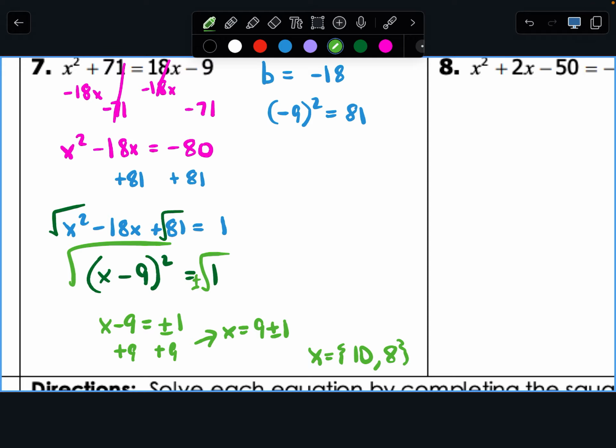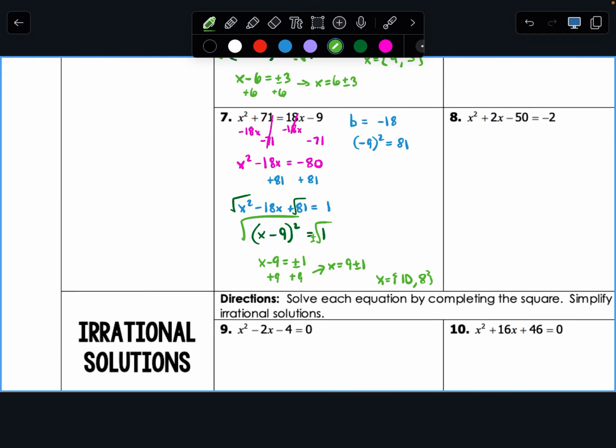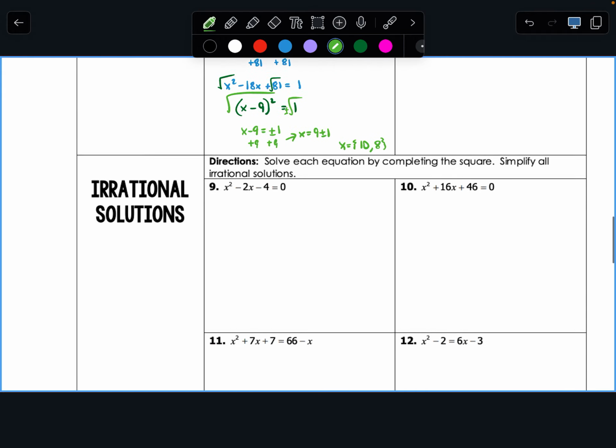Okay, sometimes your solutions will be irrational. That is, there's going to be a radical in the answer. So let's look at an example.